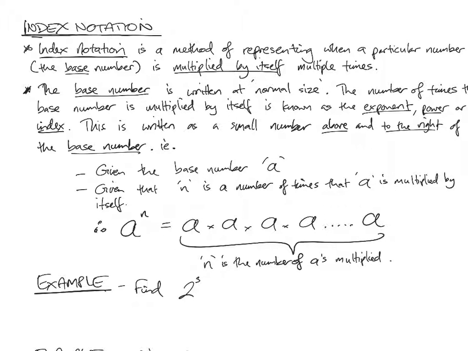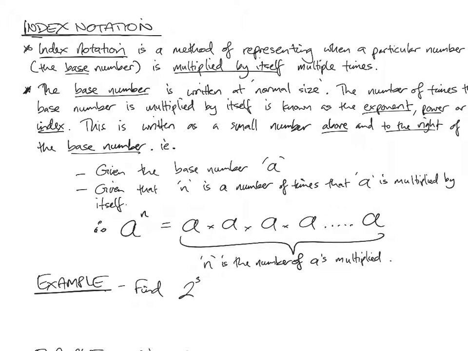This is another video. This one is on index notation. So hopefully this is revision for people. The idea of index notation. It's a method of representing when a particular number, which we call the base number, is multiplied by itself over and over again. So more than one time.